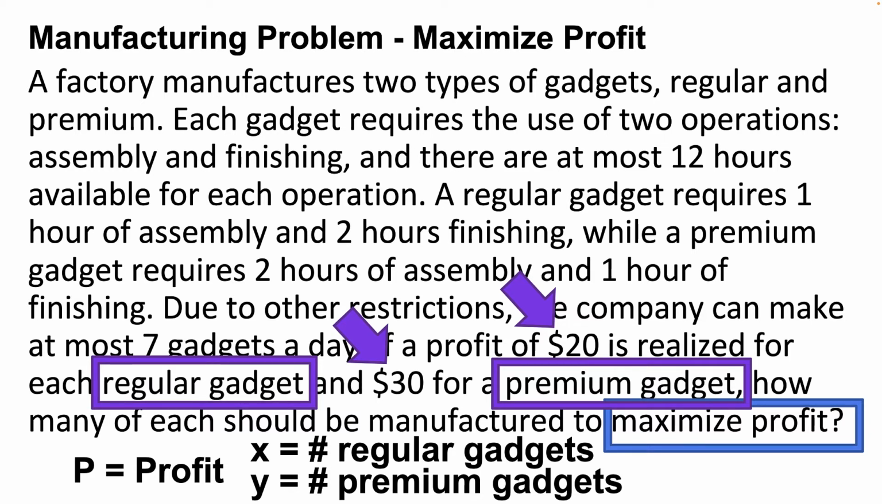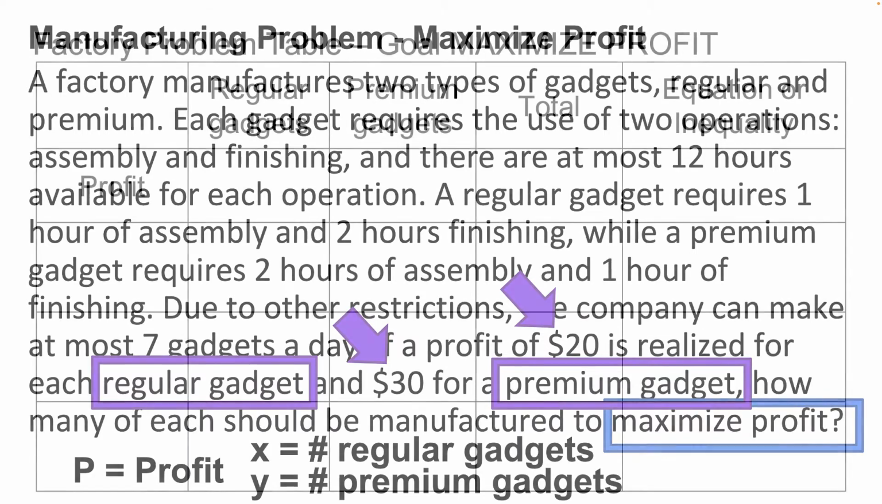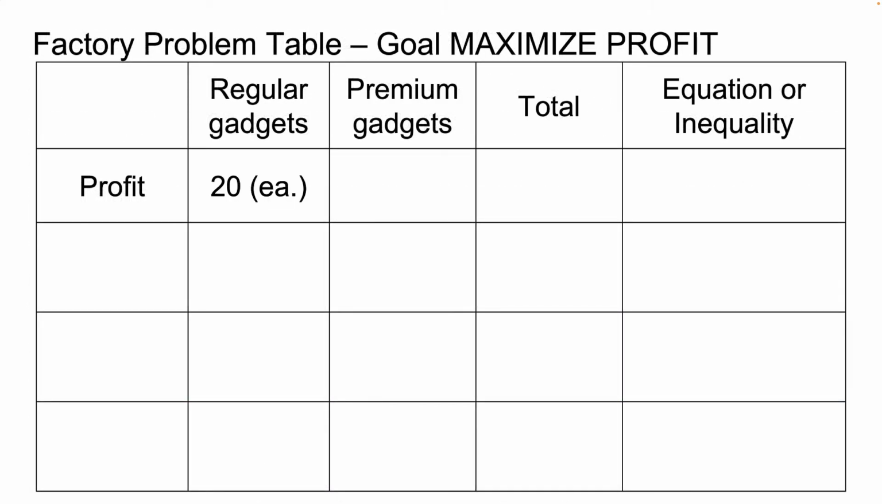Let's go back to our table and fill this information out, and I'll show you how you can use the table to help build the objective function. We know this company earns $20 profit for each regular gadget sold and $30 profit for each premium gadget sold. We used X to represent the number of regular gadgets sold and Y to represent the number of premium gadgets sold. This is enough information to build our objective function.